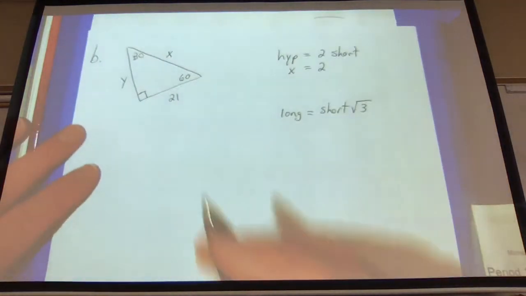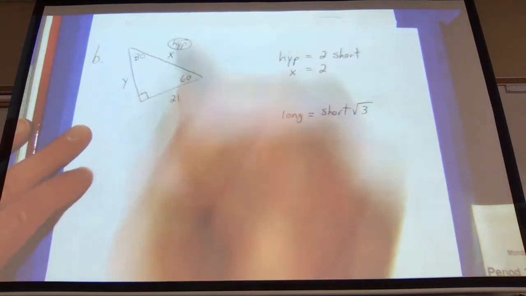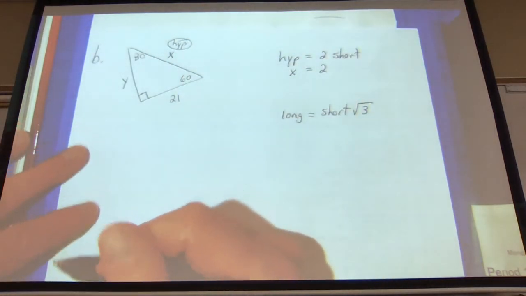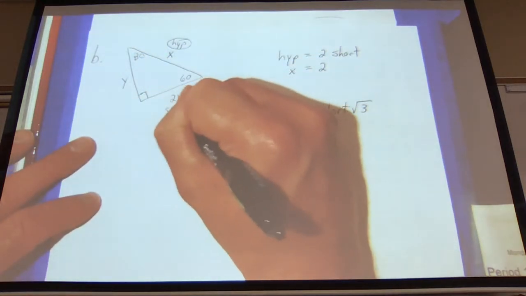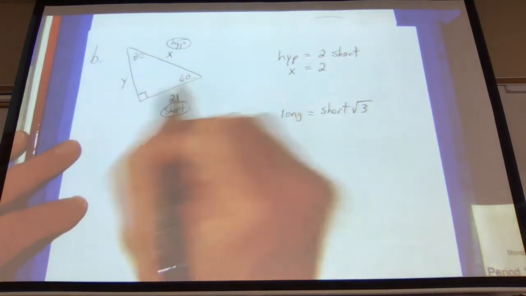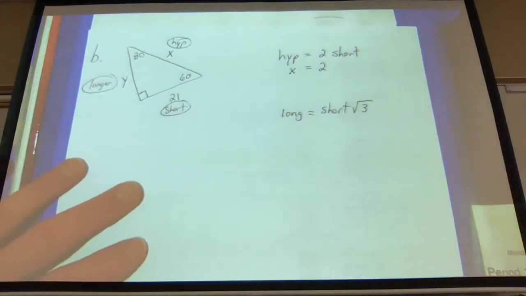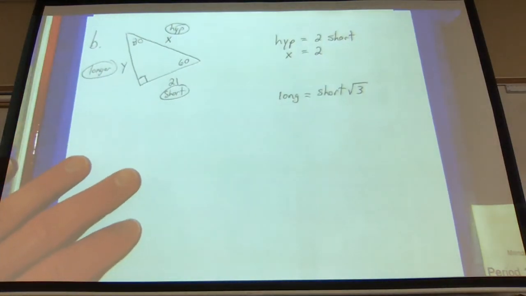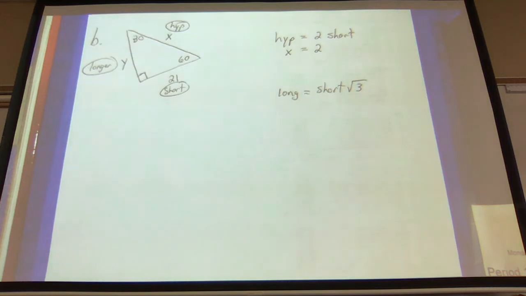I should have done this to start with. Let's go back and mark our picture. Across from the right angle is the hypotenuse. Across from the 30-degree angle is going to be your shorter leg. And across from the 60-degree angle is going to be your longer leg. I should have done that first. Then you can put in your parts.